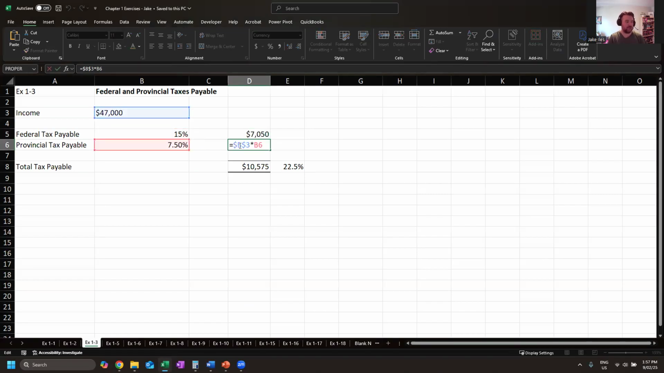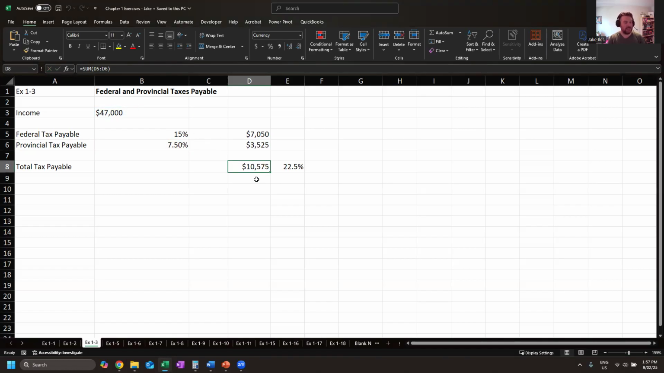The provincial taxes will do the same thing. Take that 47,000, multiply it by the provincial tax rate. So this individual will end up paying in total $10,575. The combined tax rate, both federal and provincial, is 22.5%. So from $47,000 earned, 22.5% will be paid out to the government. Provincial isn't based on a percentage of federal. Provincials have their own dedicated tax rates that also need to be paid.